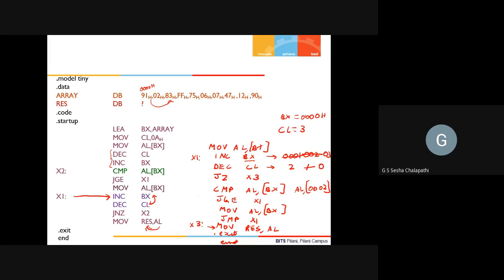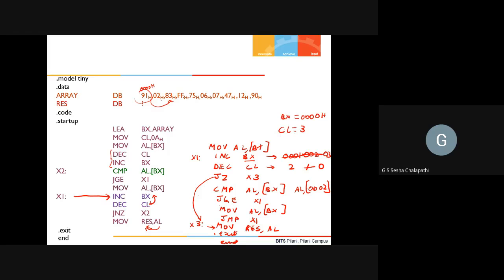And then what will happen? If it is 0, then it goes to X3. That means it will exit. How many comparisons have you made in this? Only 2. I have taken the first byte and compared it with the second byte, then the first byte and compared it with the third byte.